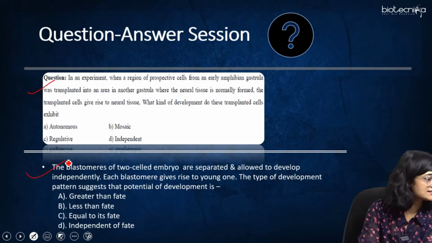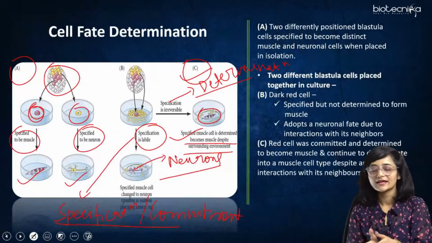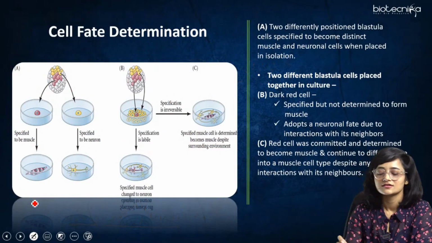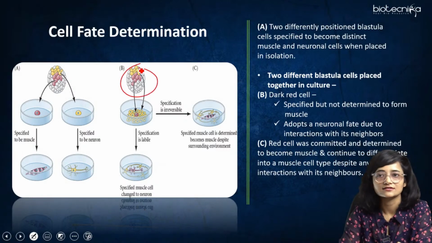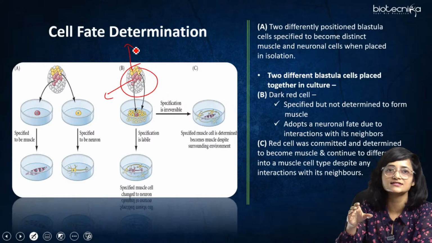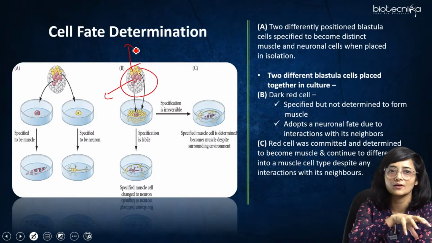Okay, Jagdish says, once again, I need to explain experiment number B. In experiment number B, what is actually happening here is, so this is the blastula, right? There are red colored cells and there are yellow colored cells. Yellow colored cells basically produce the neurons, and the red colored cells basically produce the muscle cells.